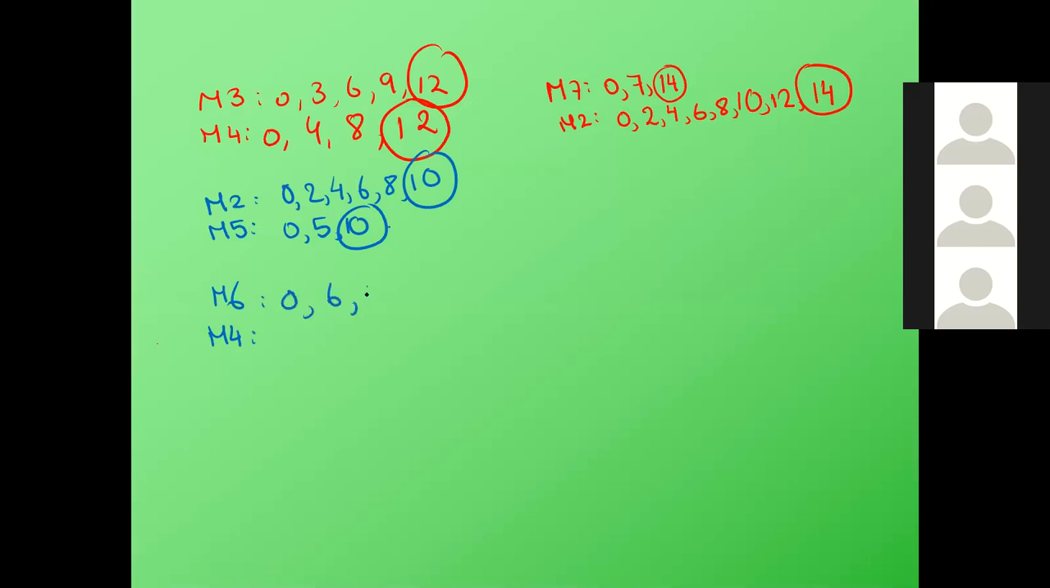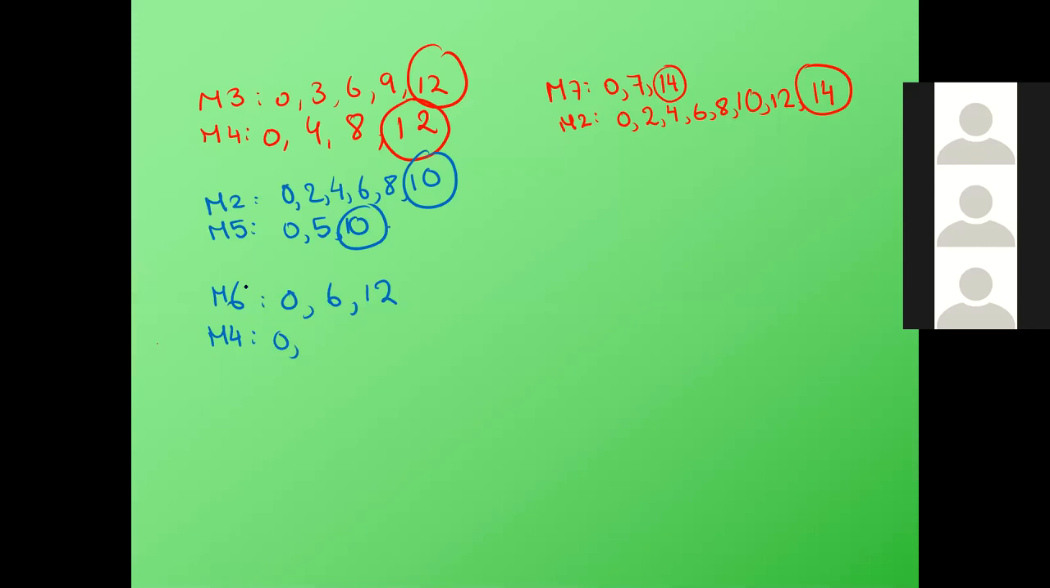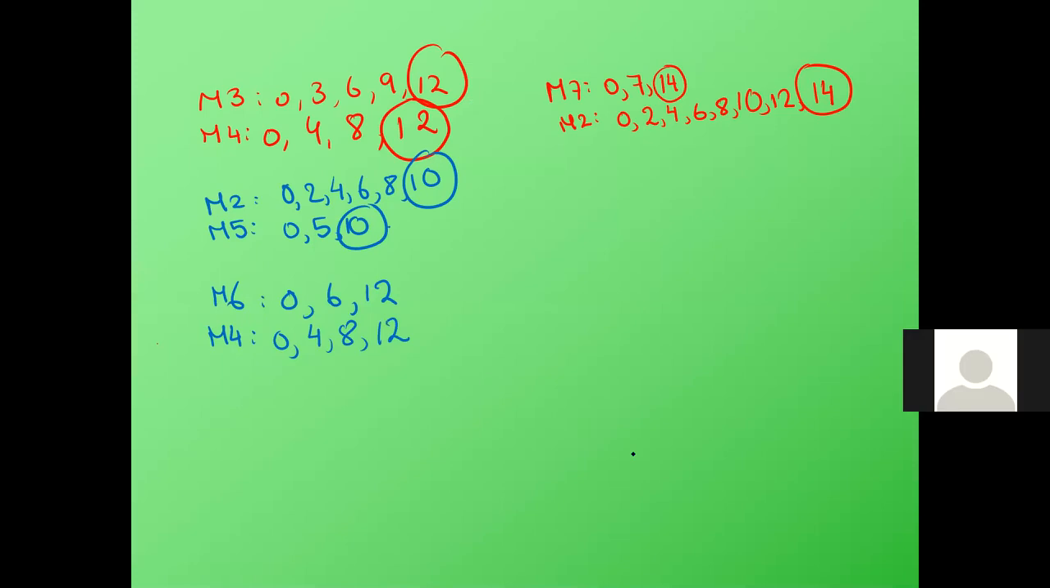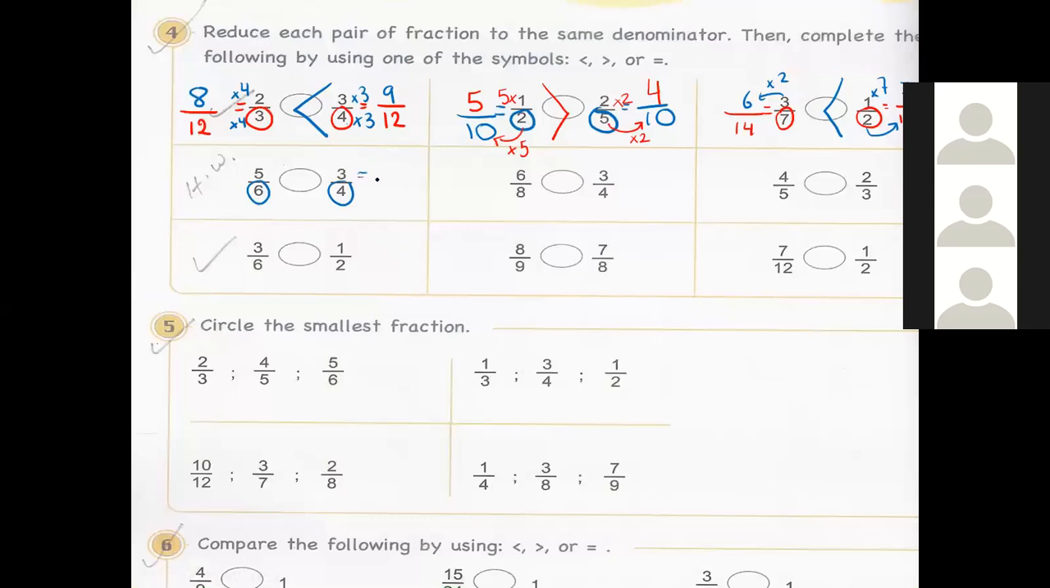0, 6, 12. Table 4: 0, 4, 8, 12. What is the common multiple, ya Bilal? 12. Okay, so it's the common denominator. So I will write 12 here and 12 here. Continue, ya Bilal.